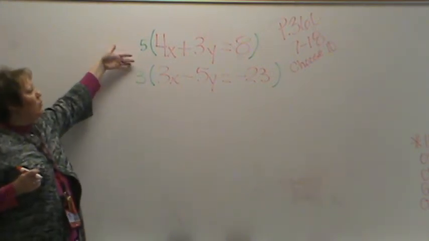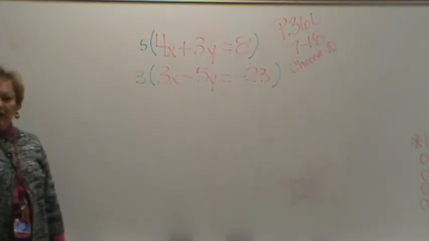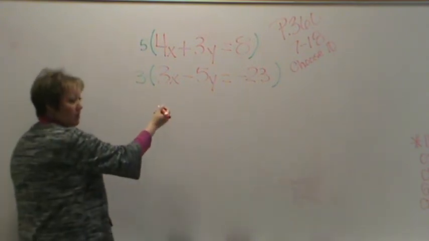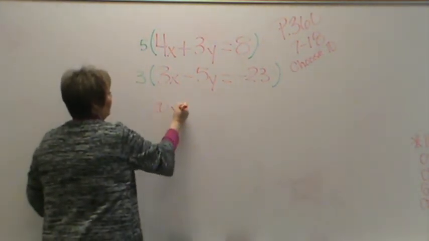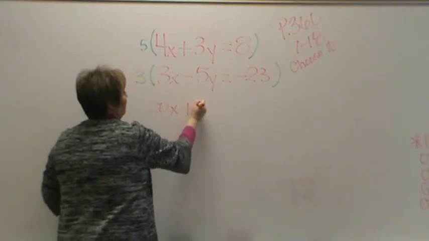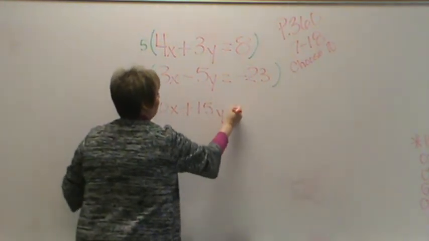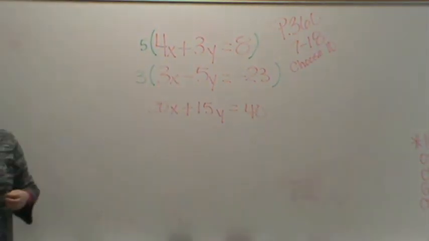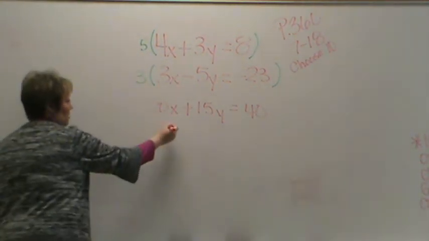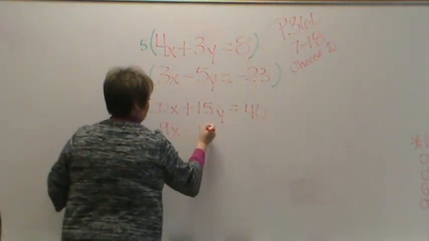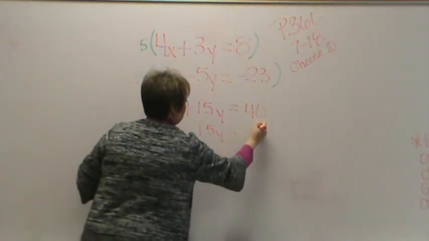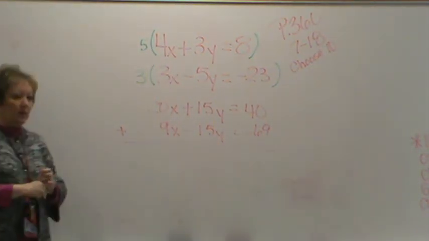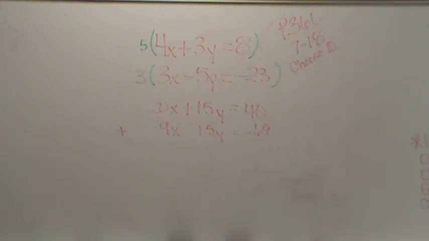Okay, what do we get when we multiply the top equation? Tell me what we get. Anybody? 20x plus 15y equals 40. And the bottom equation? 9x minus 15y equals negative 69. If you have not gotten that far, that helps you out a little bit.